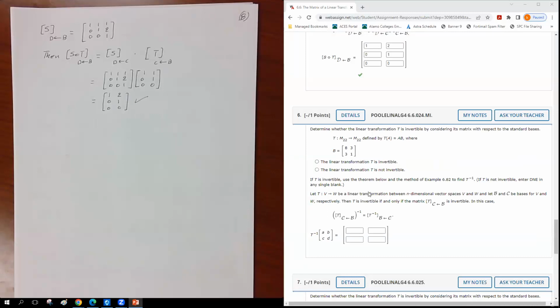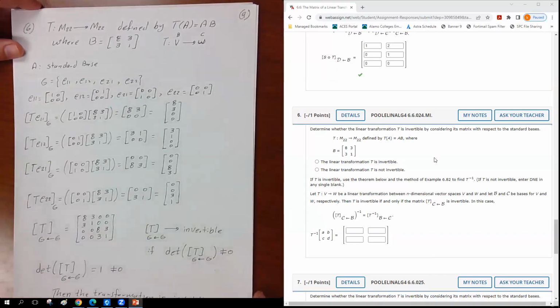example 7. We're going to do the same thing. We have a transformation from 2 times 2 to 2 times 2, and the transformation of A is going to be A times B, and here's the matrix B. First of all, we need to prove that the linear transformation T is invertible. So this is our first step.